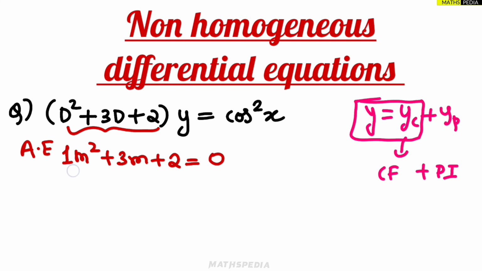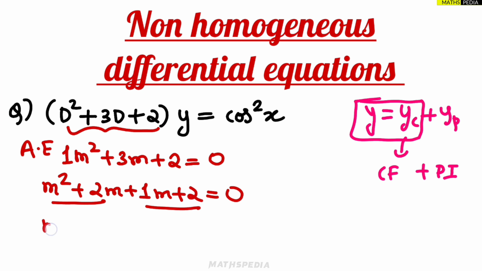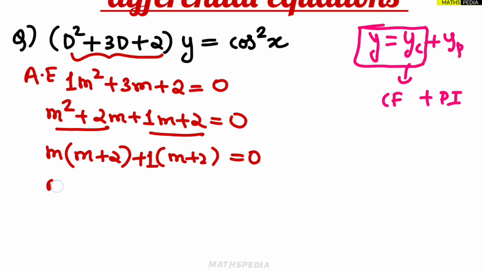So by splitting the middle term, the coefficient here is 1. When you multiply 1 into 2, how much is it? 2. So while multiplying I should get 2, and while adding I should get 3. So I can take 2 plus 1. So m square plus 2m plus 1m plus 2 is equal to 0. From here m is common, m plus 2, and here also m plus 2 should be common, so outside it should be plus 1. So m plus 2 is common, what is left out? m plus 1 equal to 0.